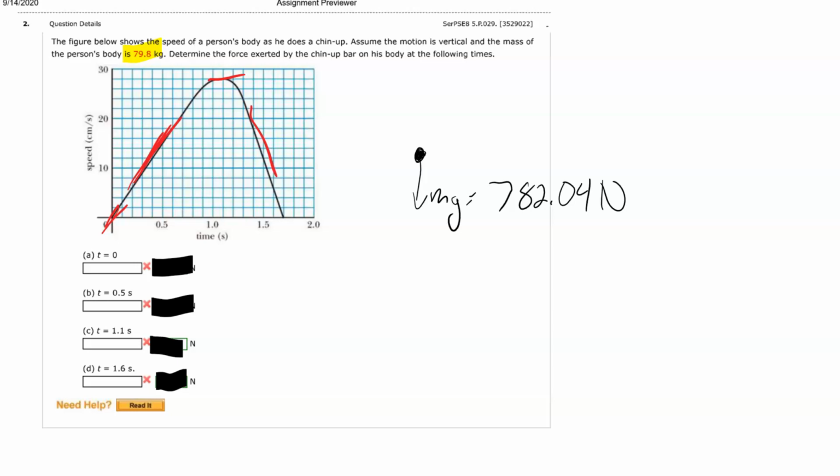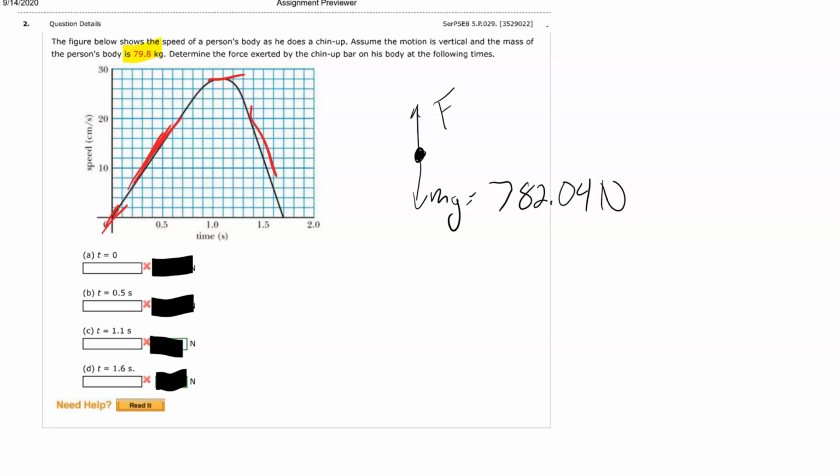And then we need to look at our upwards force as well, because there's some sort of upwards force, you can call it tension or an applied force or whatever you want. I'll just call this F, which is what we're trying to find in this problem: the force exerted by the chin-up bar on his body. That's as hard as he's pulling down, the bar is pulling back up on him. If he's stationary, then these two forces are equal. If he's accelerating upwards, then this upwards force is going to be larger. And if he's accelerating downwards, in a negative direction, then the weight would be larger and the applied force would be smaller. So let's look at each of these.